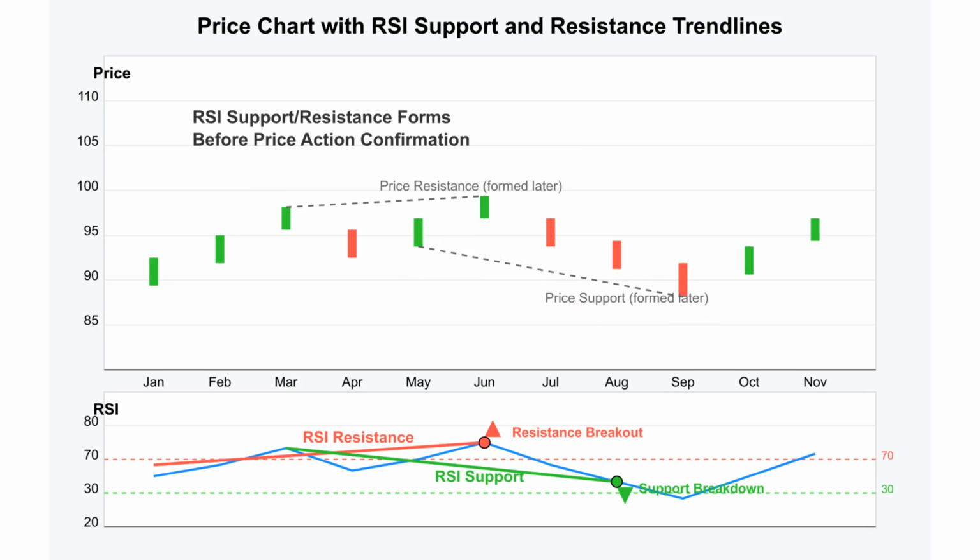This works because RSI measures the internal strength of moves, the momentum driving price action. When momentum shifts, RSI detects it before price structure fully confirms the change. Think of RSI as the engine diagnostics, while price is simply the speedometer reading.